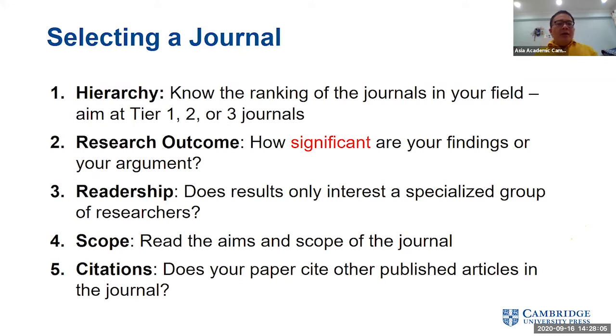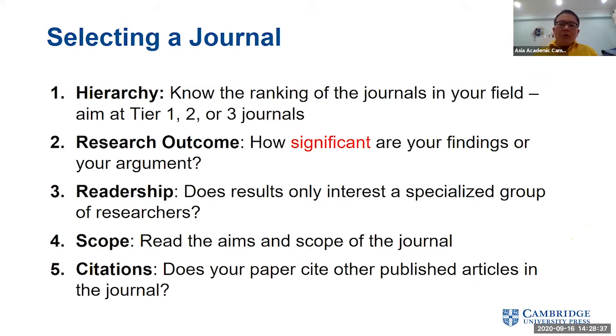Then look at the readership. Do you think the results of the paper will interest a very specialized group of researchers, or will you have interest among a very large group of researchers in the field? If you think it only caters to a very specialized group, then you will find out which journals that specialized group publishes in, and then you just target that journal. Of course, you can also target the other big name journals.